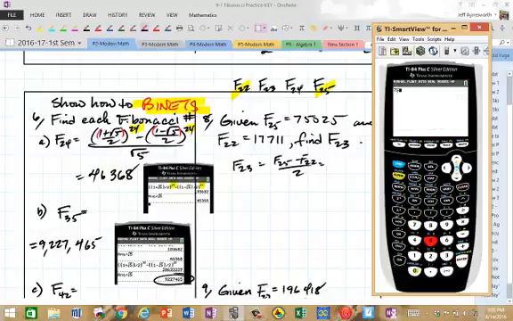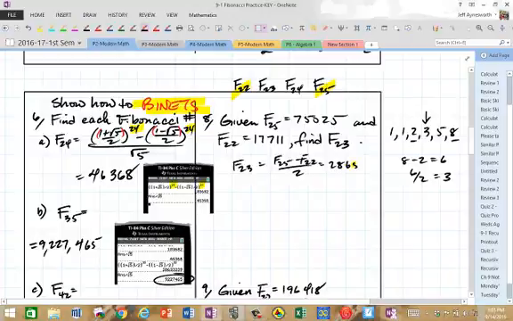So 75,025 minus F22, which is 17,711. And then we're going to divide that by 2. And you get 28,657. Now, let's see if that works. If we add the 22nd term and the 23rd term, we should get the 24th term.